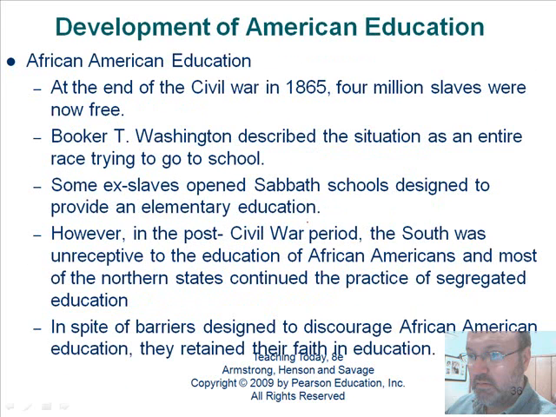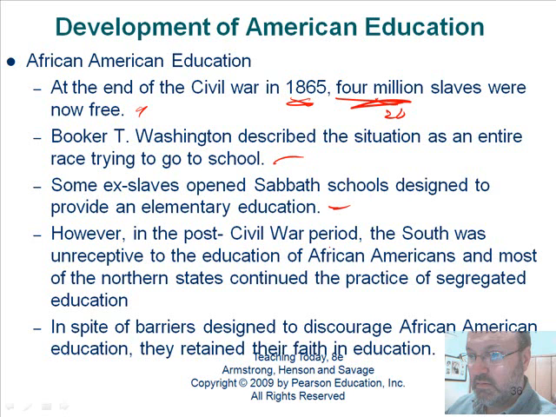How about African American education? Well, Civil War ended 1865. 4 million slaves were now free. Okay, picture this. How many? 4 million, roughly 20% of those are school-aged kids. Booker T. Washington describes the situation as an entire race trying to go to school. So roughly a million or close to a million trying to get involved. And some ex-slaves opened Sabbath schools designed to provide at least an elementary education.